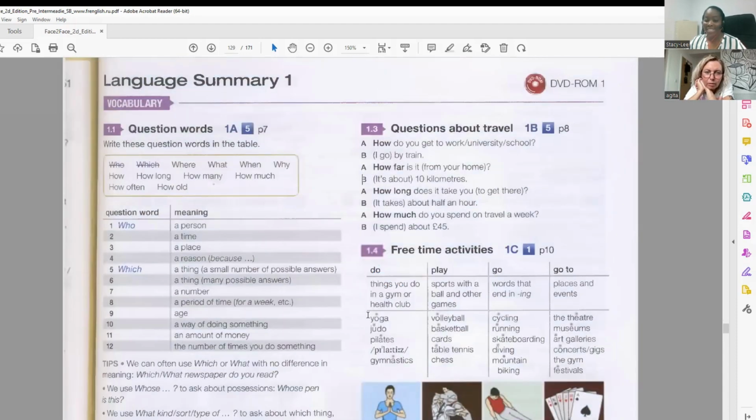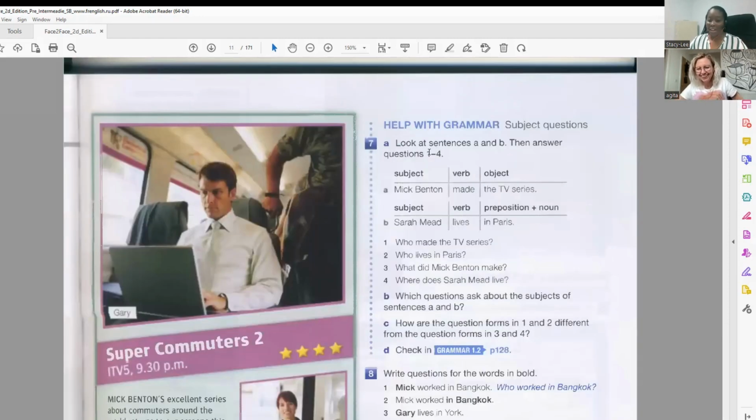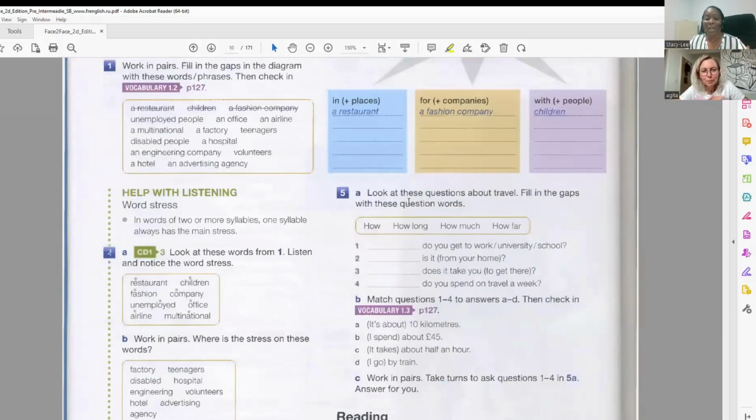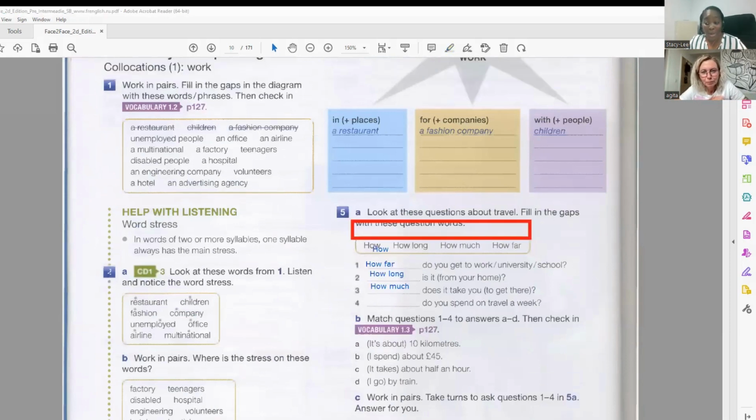Completely right. So when we're talking about getting to somewhere, how do you get to work? How far? When you're talking about distance, right, we would use far. Long, we're talking about time. How long does it take you? How much? We're talking about money or quantity, right? Very good. See, all you have to do is relax, take your time, and you got it. All right, so you did very well with that.